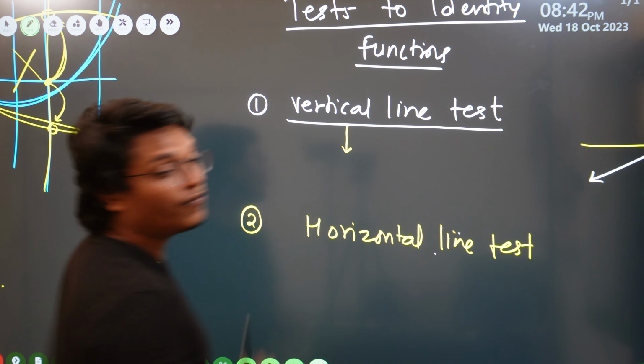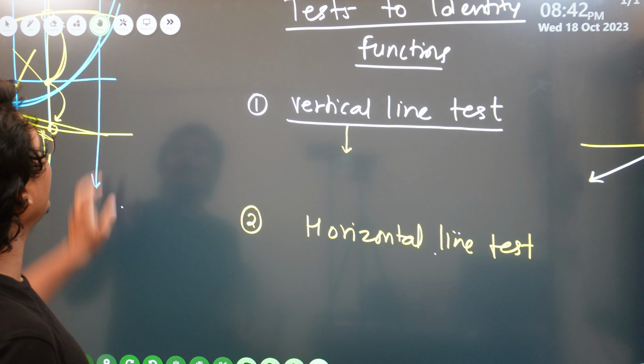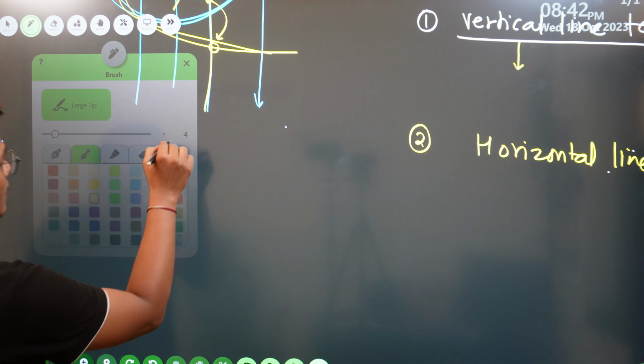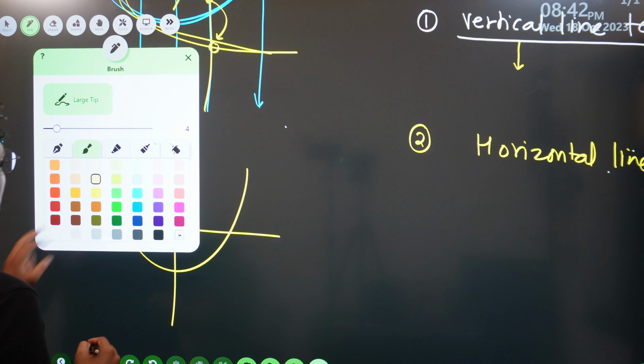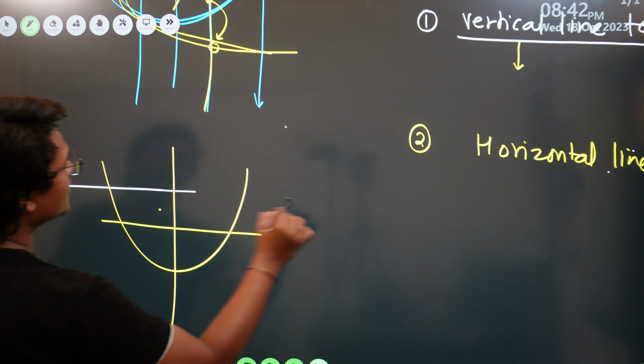Now what is the meaning of horizontal line test? Horizontal line test means, if this type of graph is given and this is the line you have drawn. Now see, it is cutting the graph at 2 points, correct? Yes. Now focus for a minute.